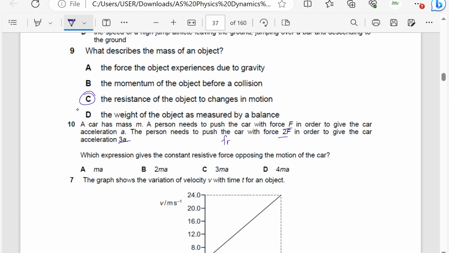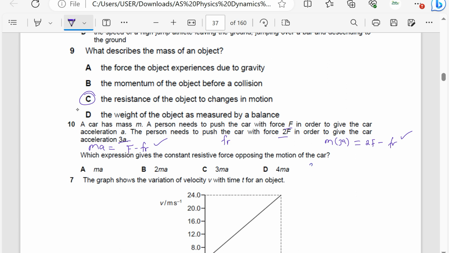For the first case, the resultant force, which is given by Newton's second law, ma, is going to be the force he uses, F, minus the resistive force Fr. And if he uses the second force, twice F, then by Newton's second law, with acceleration 3a, m into 3a should be equal to the force he uses, which is twice F, minus the frictional force, Fr. So I have this equation and this equation here. I'm going to subtract the two equations.